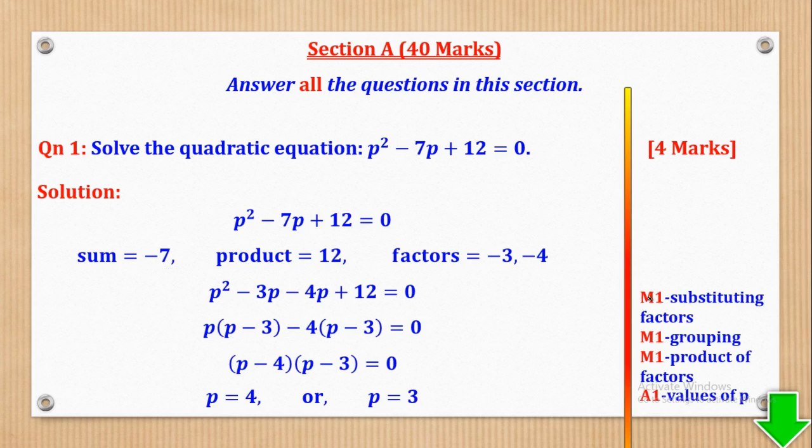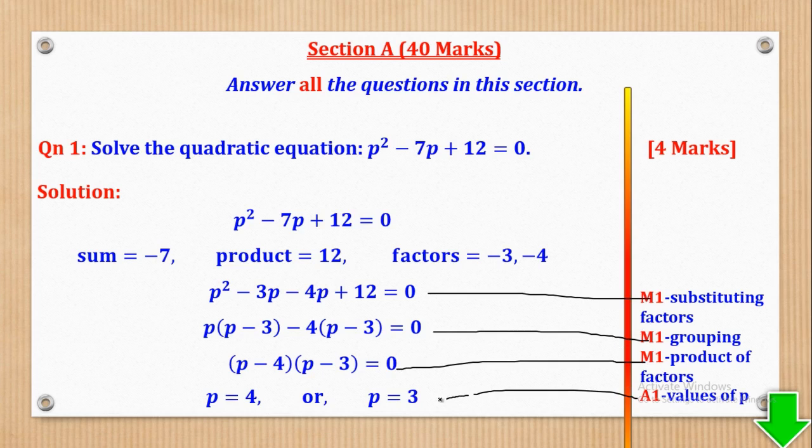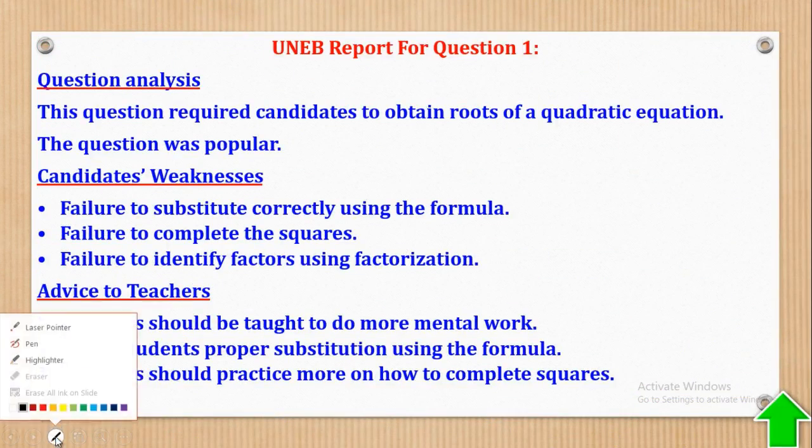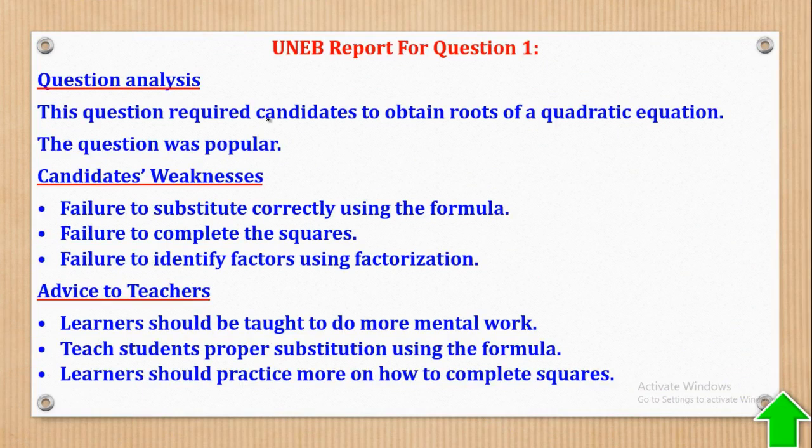So M1 for substituting the factors, M1 for grouping, M1 for product, and A1 for the values of p. So in UNEB, after marking, usually examiners make reports, and those reports are available on the internet on the UNEB website. So in this video, I extracted the report for Math Paper 1, and we shall be looking at the analysis for each question after the solution.